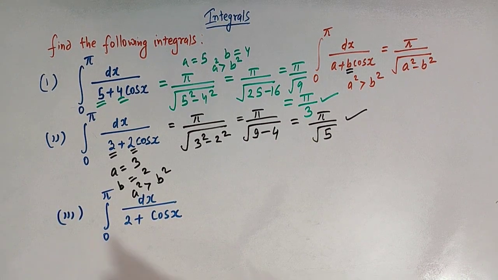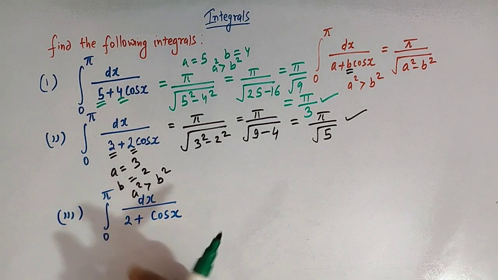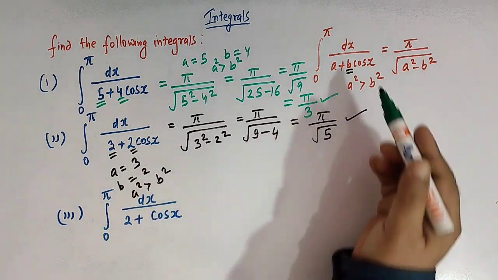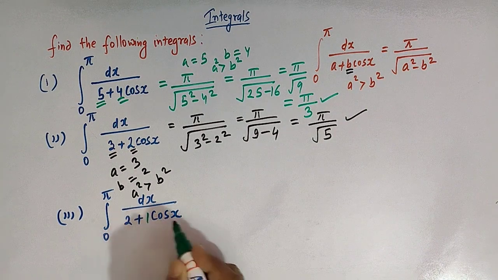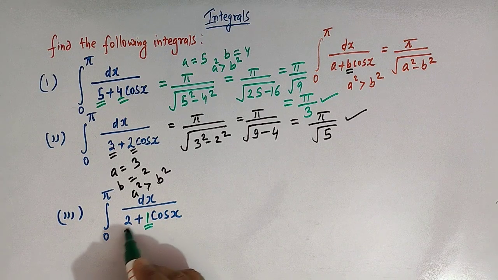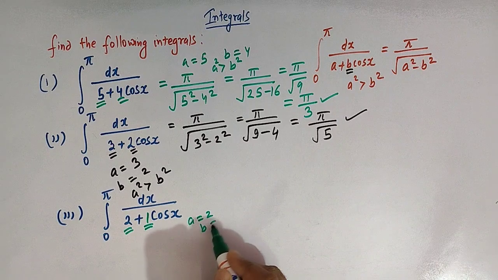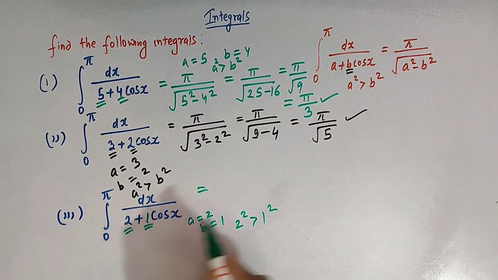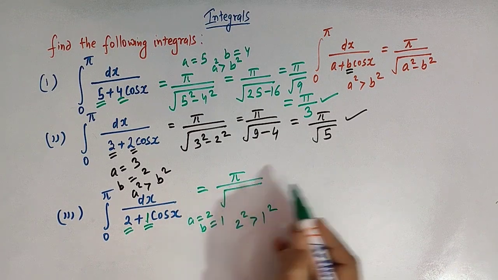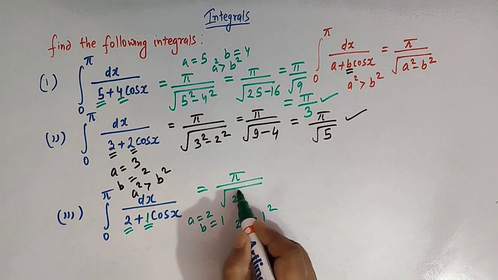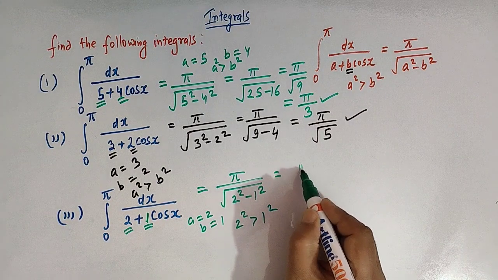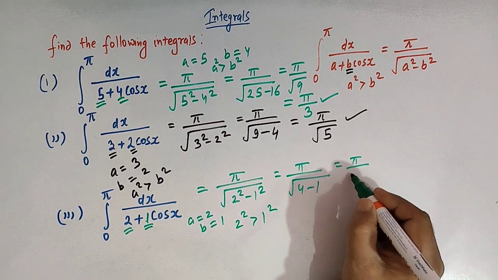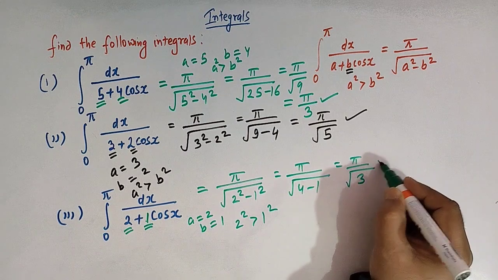Let us consider one more example. So here we have the integral from 0 to pi dx over 2 plus cosine x. Now if we compare this integral with this one, here the coefficient of cosine x is 1. So a is 2 and b is 1. And obviously 2 square is greater than 1 square. So the direct value of this integral is pi divided by square root of a square minus b square, that is 2 square minus 1 square. So this is pi divided by square root of 4 minus 1. So this is pi divided by square root of 3.